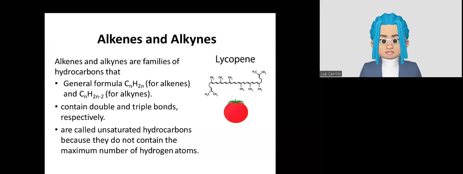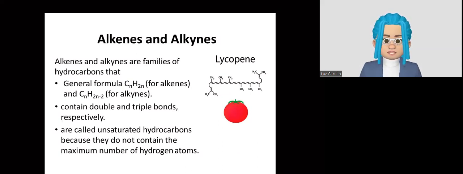In this video, we are going to continue naming hydrocarbons. Now we are going to focus on alkenes and alkynes. Alkenes and alkynes are hydrocarbons that have the chemical formula CnH2n for alkenes and CnH2n minus 2 for alkynes.